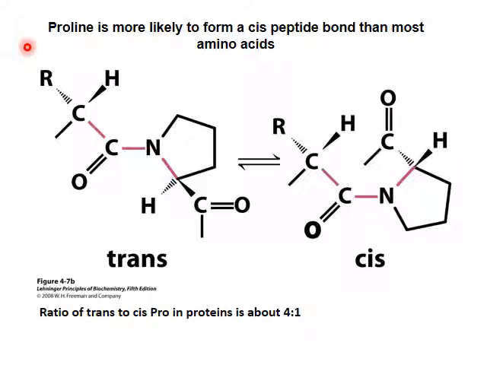So just keep in mind that if you're going to form a cis bond around a peptide bond, proline is your best bet to have a cis conformation versus anything else.